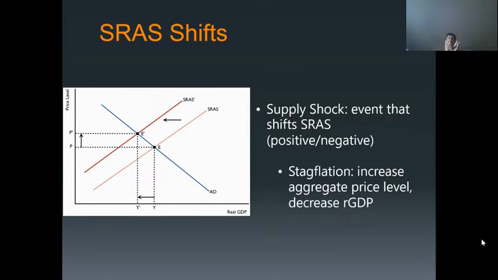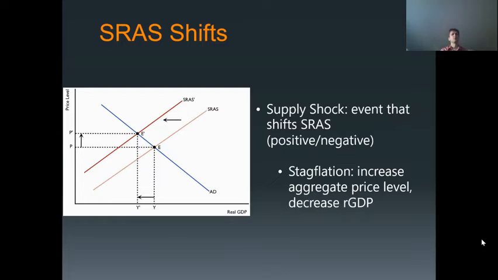These are known as supply shocks. It's any event that shifts your short run aggregate supply curve, and just like in aggregate demand, they can be positive or they can be negative. A positive one increases short run aggregate supply, and a negative one decreases it. The decreasing one has a special name, known as stagflation. Stagflation is the increase in aggregate price level while you have a decrease in real GDP.